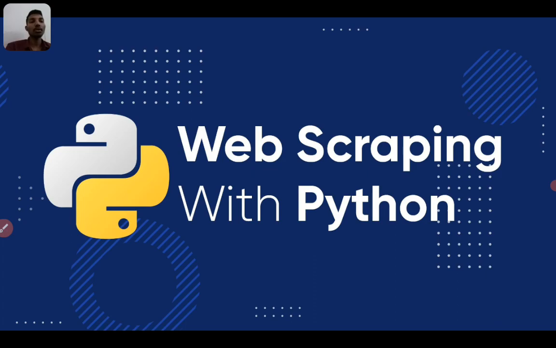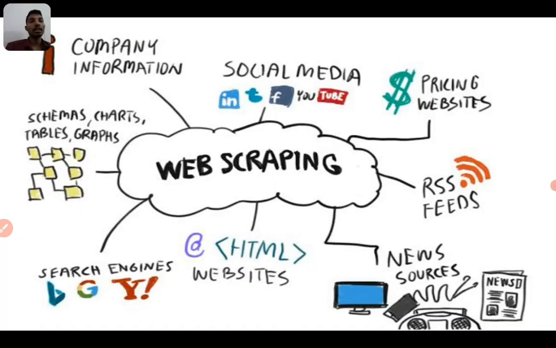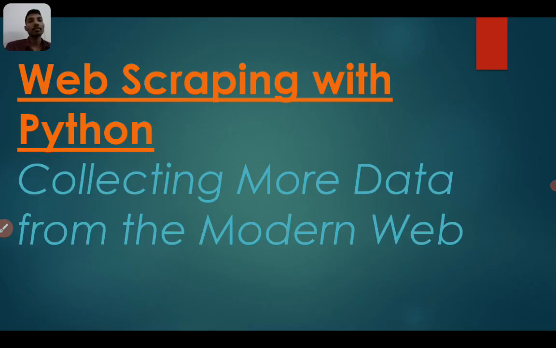Web scraping with Python. Web scraping. There are many applications of web scraping: company information, social media, print websites, REST feeds, news resources, HTML websites, search engines, schema, charts, tables and graphs, etc. Web scraping with Python. Collecting more data from the modern web is called web scraping with Python.